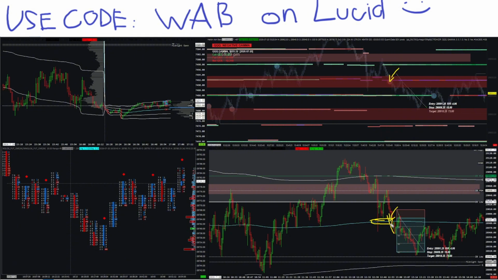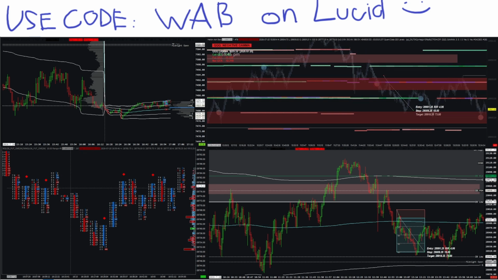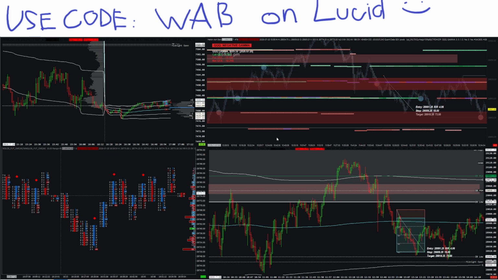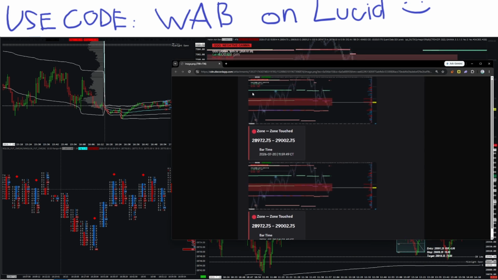Once we break under, a red zone appeared. Okay, this is live market. The red zone appeared during live market, and I can show how everything looks right here. I have this indicator connected to a bot, so whenever I get a notification, the bot sends me the zone and the price level.